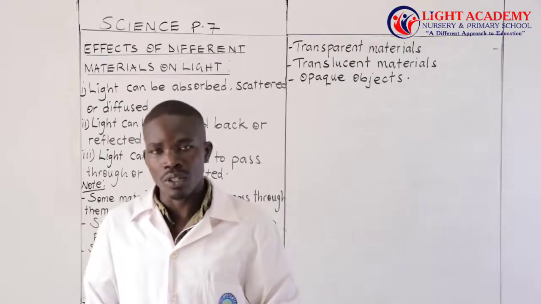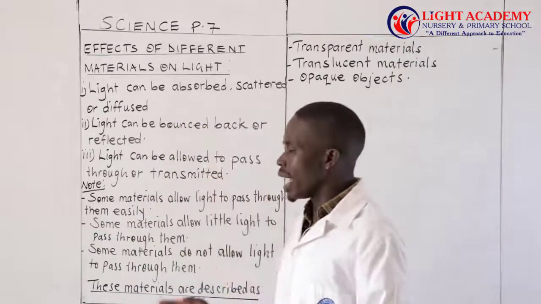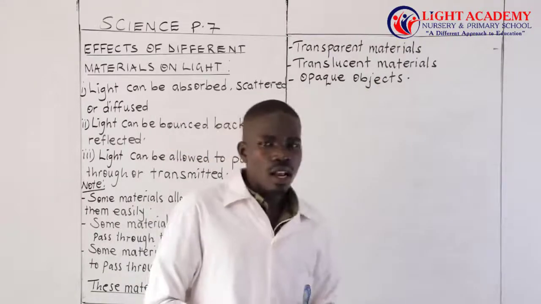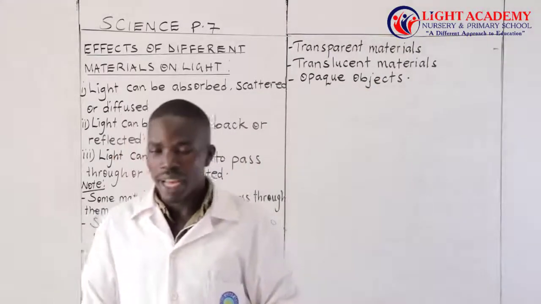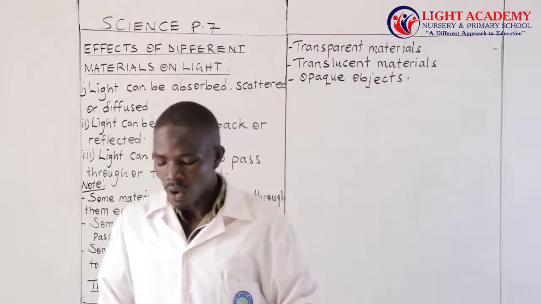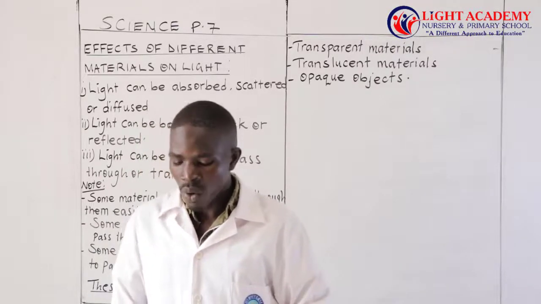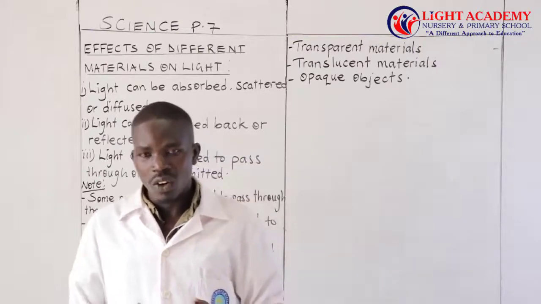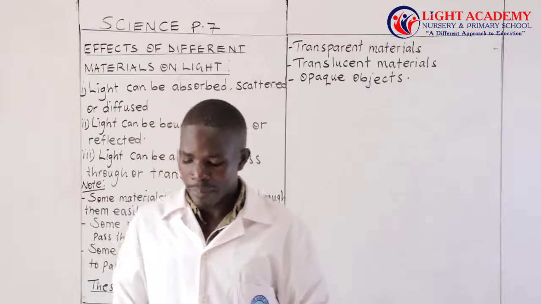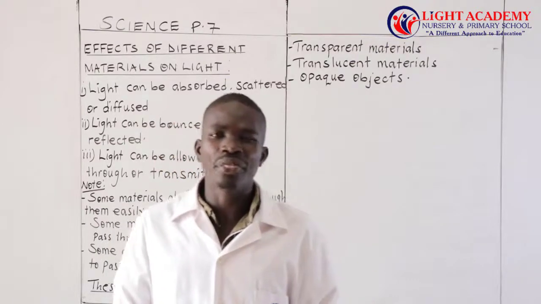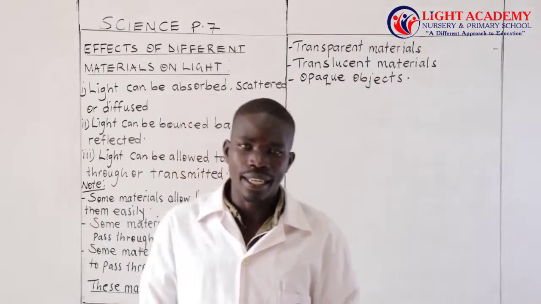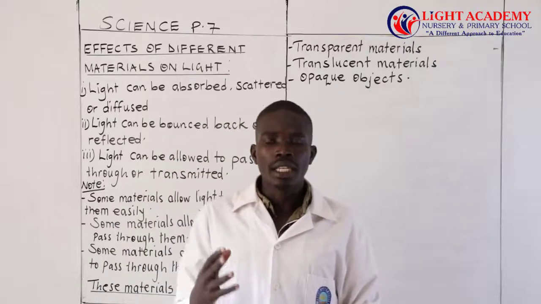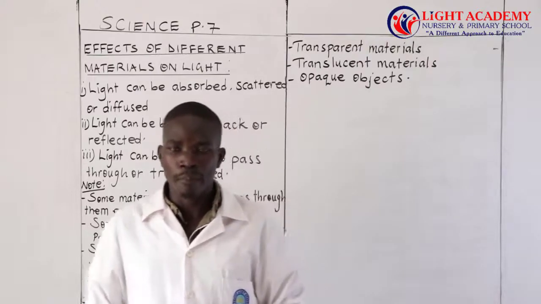And examples of these materials which allow little light to pass through them, or the examples of the translucent materials, we have soapy water, we have frosted glass, we have milky water, smoke, fog, oil paper, tracing paper, thick polythene, and a thin cloth. I've said examples of materials which allow a little light to pass through them.